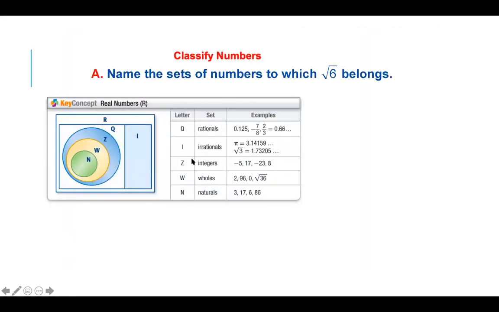So I have included the chart just for reference. Looking here, we're going to name all the sets which the square root of 6 belongs to. I'm going to ask, is there any way I could simplify this? The answer is no, because 6 is not a perfect square. So that means it's not going to be any simpler than that.